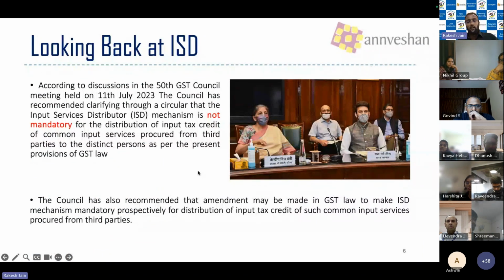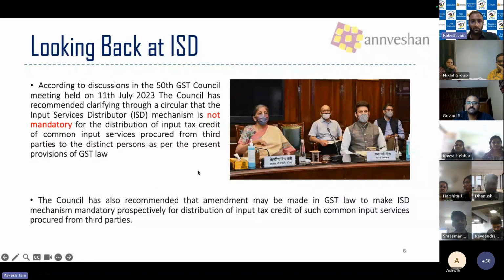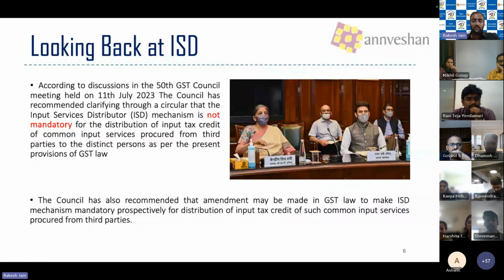Now, a detailed discussion on every aspect. On 11th July 2023, as I said, the GST Council meeting was held and important proposals were brought in to make ISD not a mandatory mechanism till that period. That means from 2017 till 2023, the cross-charge mechanism cannot be questioned as to whether it's a right way of distributing the credit or not, because ISD, as proposed in the 50th Council meeting, was not made mandatory.